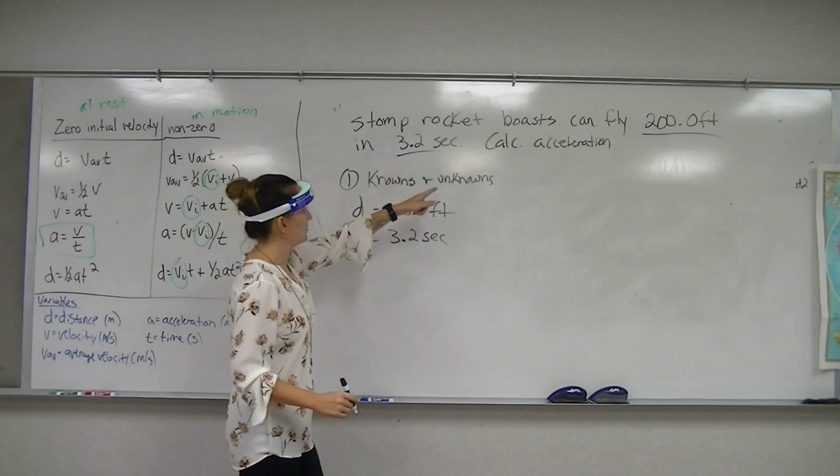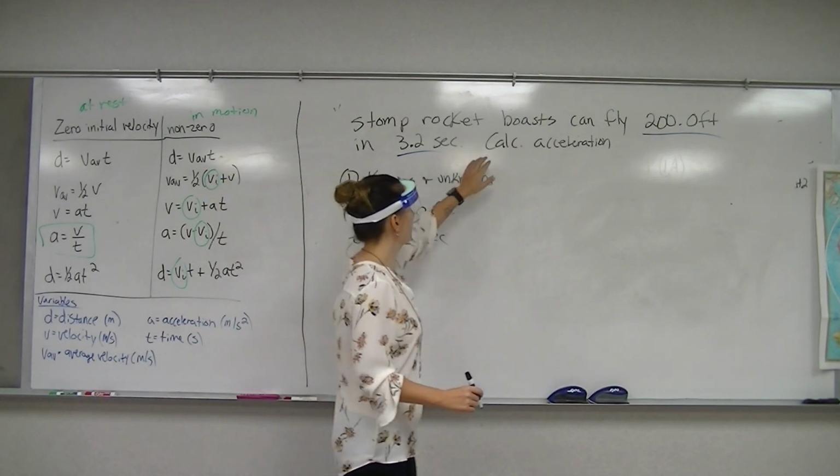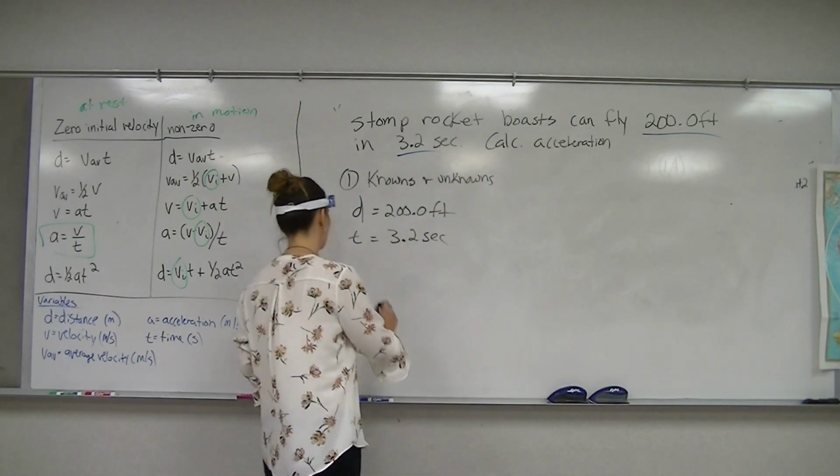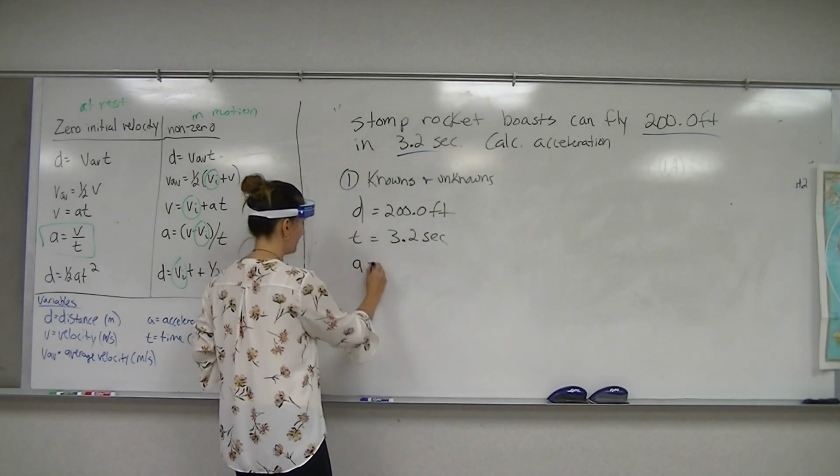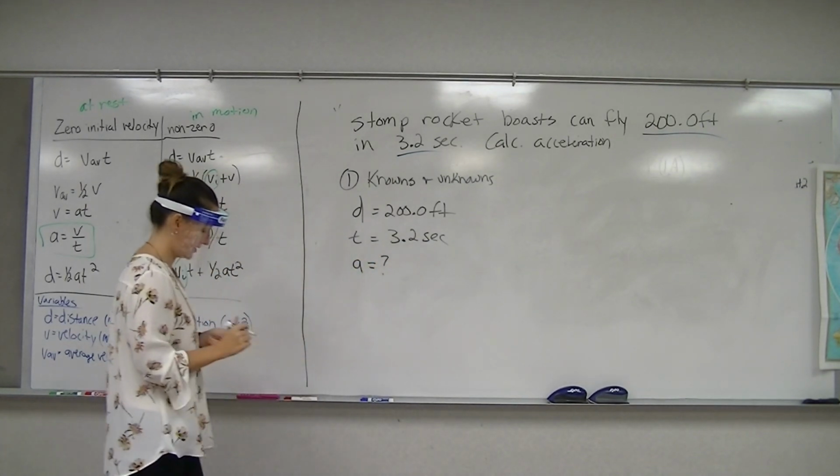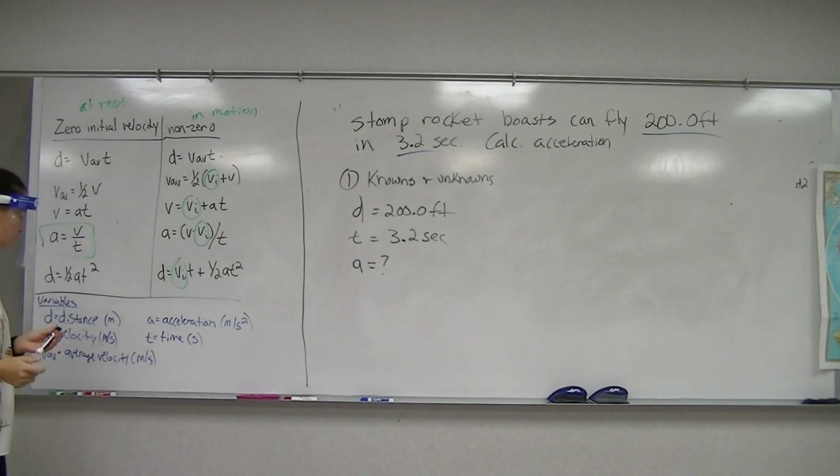Now, what are the unknowns? So this time we only have one. It wants us to calculate the acceleration. Acceleration represented by the variable a. I'm going to put a question mark because that's what we're solving for.